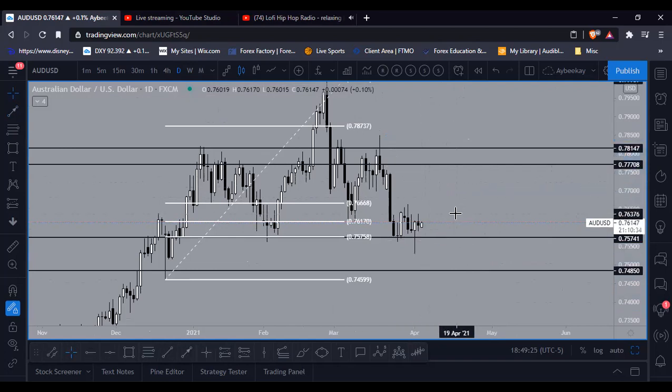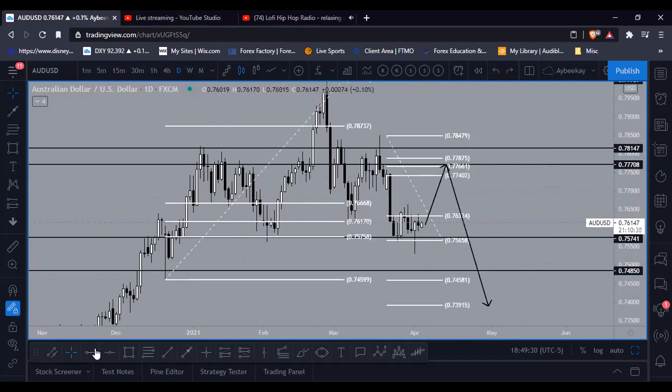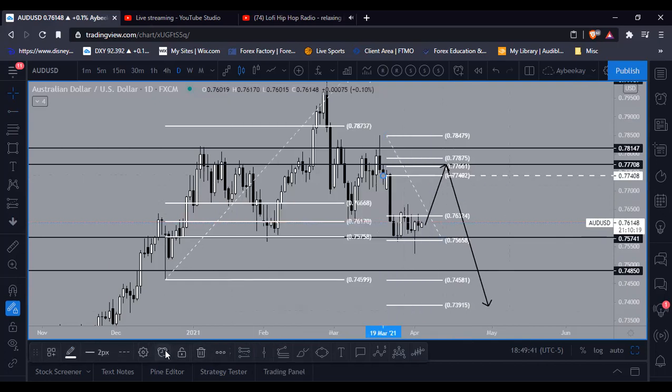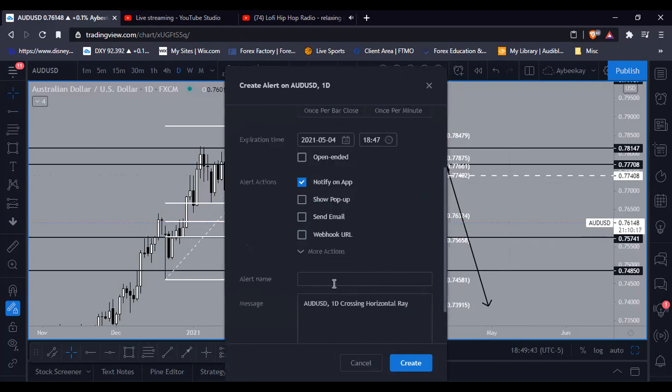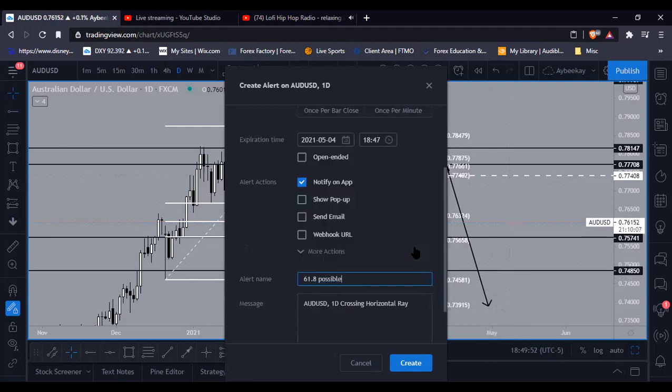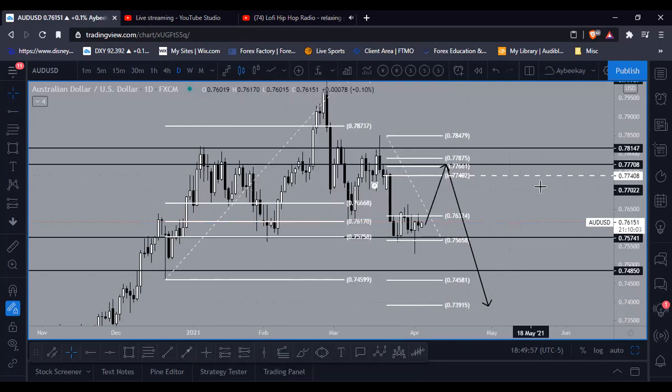Oh wait, what am I doing? I'm going to draw out a line over here. No, what am I doing? And I'm going to have this as a 61.8, possible sell on AU. We'll see what that does.